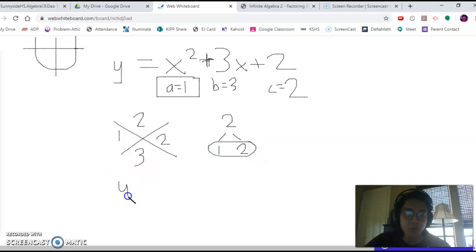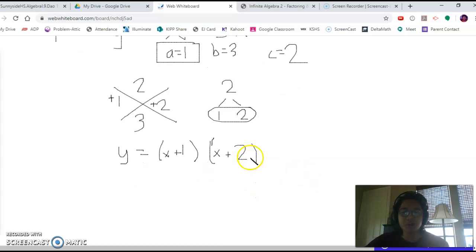So we know another way we can write this equation is y equals x, and we have a 1 and a 2. Am I going to put x plus 1 or x minus 1? Well, when it's just the number, remember it's basically positive. So we're just going to put positive. So we're going to do x plus 1 times x plus 2. Okay. And voila, we were done.